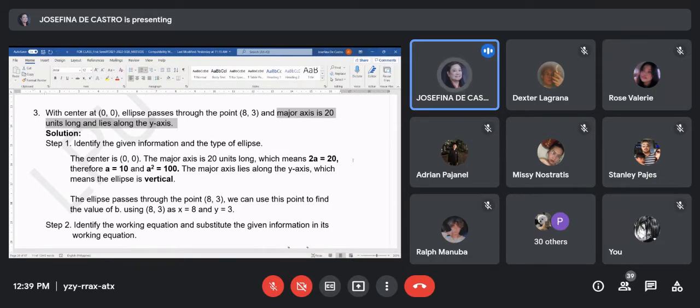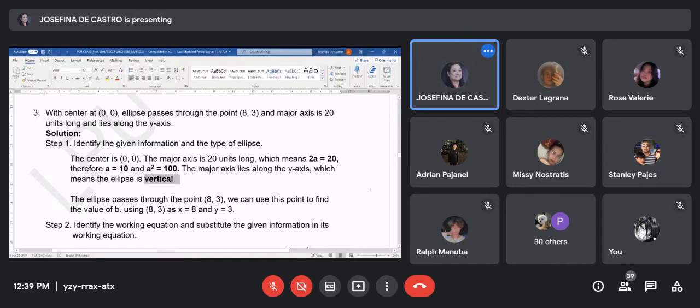Possible siya, pwede siya. So, dapat dalawa ang sagot. Okay? So, since ma-identify natin ang major axis daw ay 20 units, 2A is equal to 20. 2A is the length of the major axis. Minor axis is 2B. Between foci ay 2C. Solve natin ang A. A is equal to 10 and A squared is equal to 100. And the ellipse is vertical.